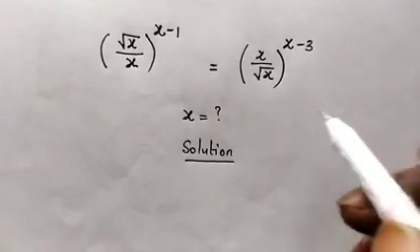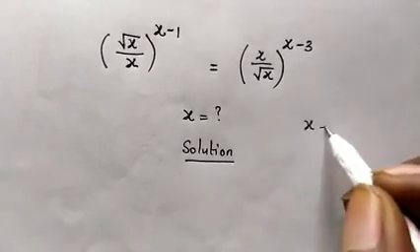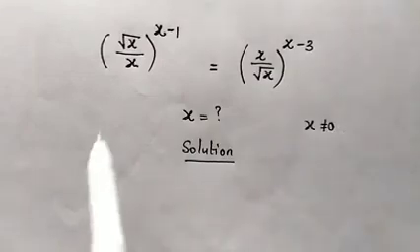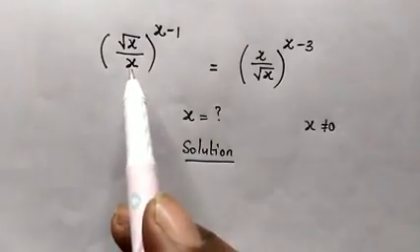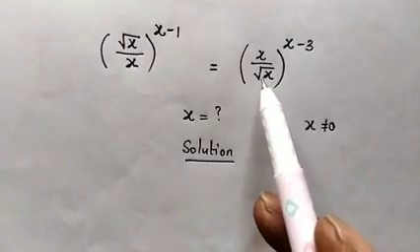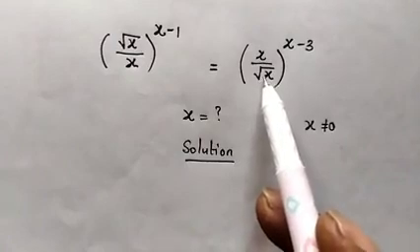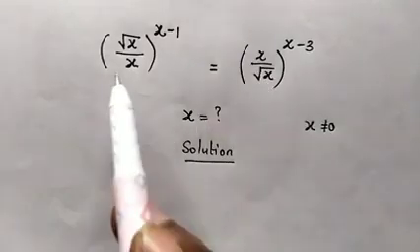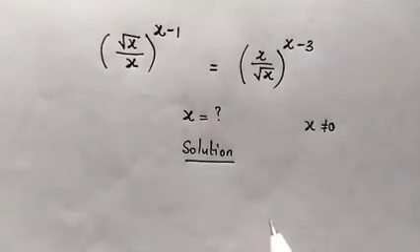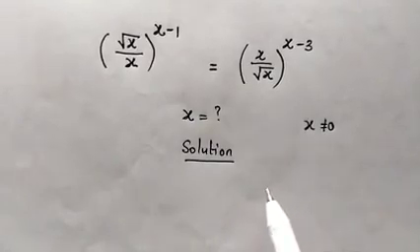One can easily say that x cannot be equal to 0. You know why? Remember, we have division by x right over here. We also have division by root x. If x is equal to 0, we have division by 0 here. We also have division by 0 here. So therefore, x cannot be equal to 0. Okay? Now let's take note of this.